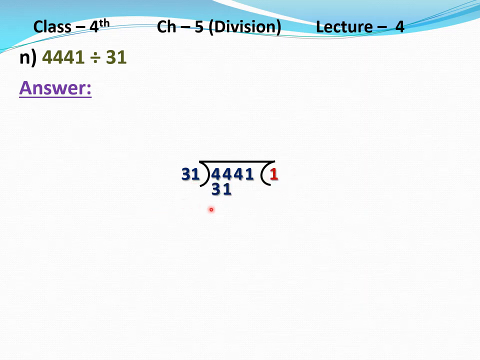Write 1 here and write 31 here. Now we will do subtraction. 4 minus 1, 3. Write 3 here. 4 minus 3, 1. Write 1 here. Now take next number, that is 4. Number formed is 134. Clear?